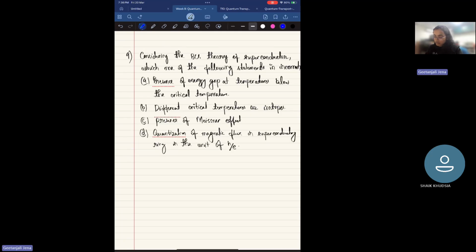Okay, question number 9. It's a conceptual one. It's saying consider the BCS theory of superconductor. Which one of the following statements is incorrect? Option A, presence of energy gap at temperature below the critical temperature. Option B, different critical temperature for different isotopes. Option C, presence of Meissner effect. Option D, quantization of magnetic flux in a superconducting ring in units of h by e.